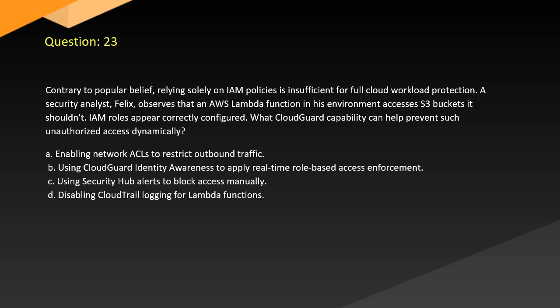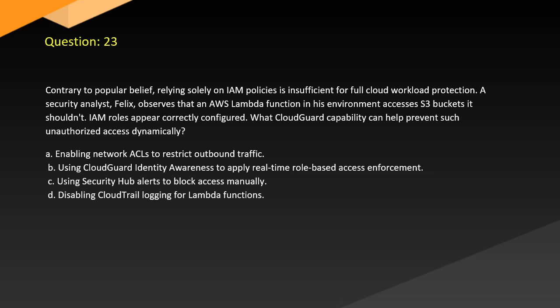Question 23. Contrary to popular belief, relying solely on IAM policies is insufficient for full cloud workload protection. A security analyst, Felix, observes that an AWS Lambda function in his environment accesses S3 buckets it shouldn't. IAM roles appear correctly configured. What CloudGuard capability can help prevent such unauthorized access dynamically? A. Enabling network ACLs to restrict outbound traffic.